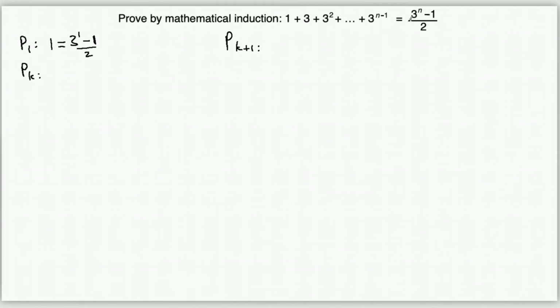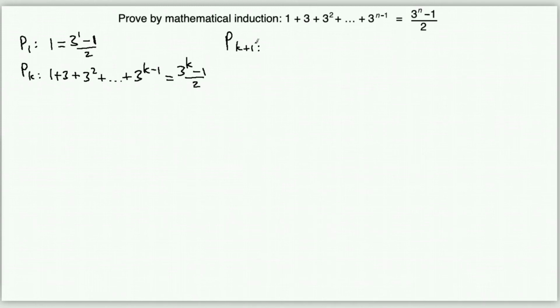Pk means you're going to substitute the n values that you see in the statement with k. 1 plus 3 plus 3 squared all the way to the nth term, well, in this case the kth term, k minus 1, is equal to 3 to the k minus 1 divided by 2.